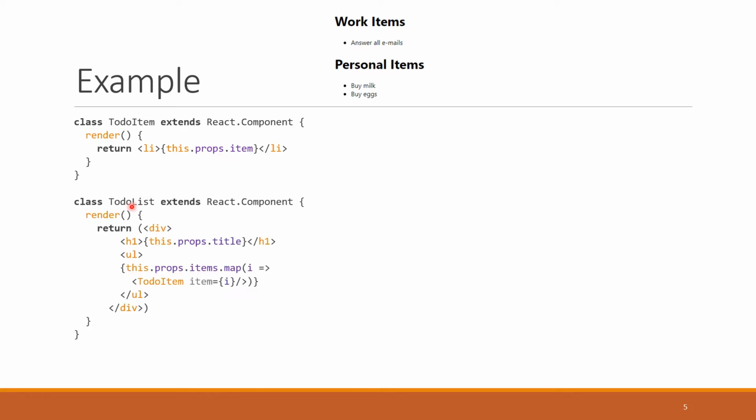Then building on top of that, I'm going to have a notion of to-do lists. This is something that is given two properties. One is the title, for example, work items and personal items. And then it's also given the set of actual items to do, and it's going to map over those, building a list or an array of to-do item components.